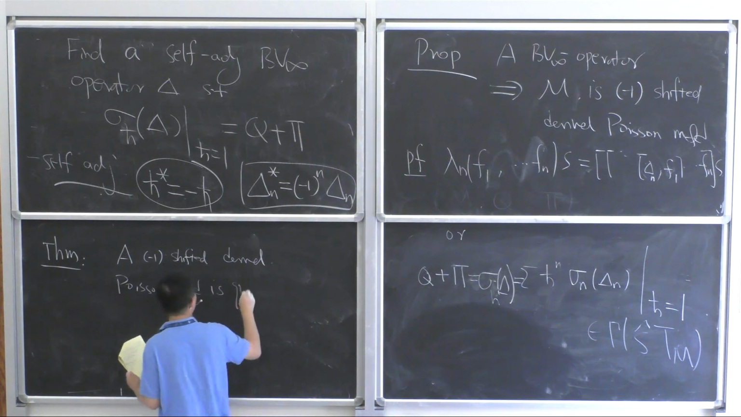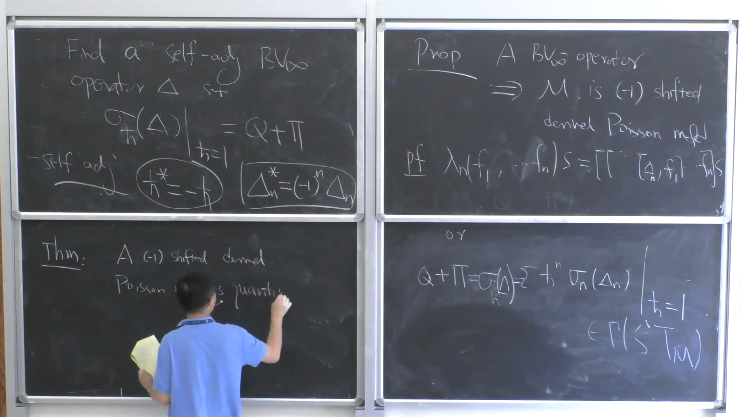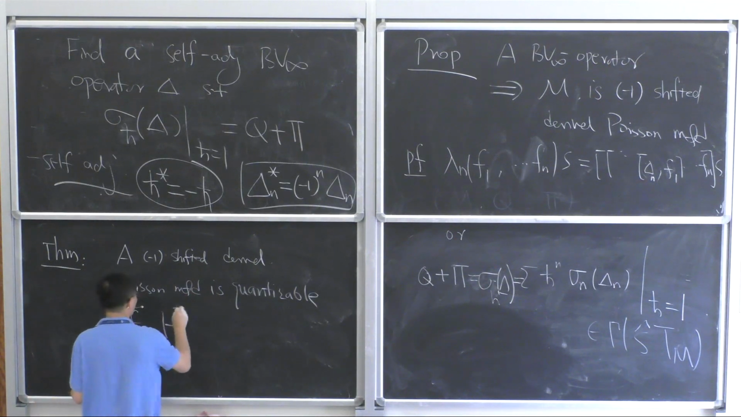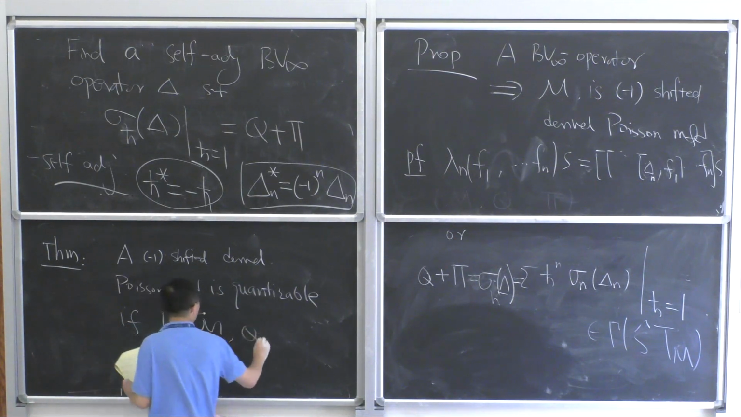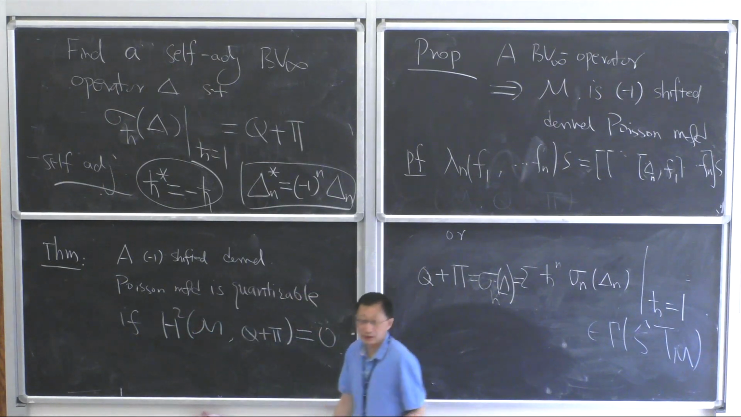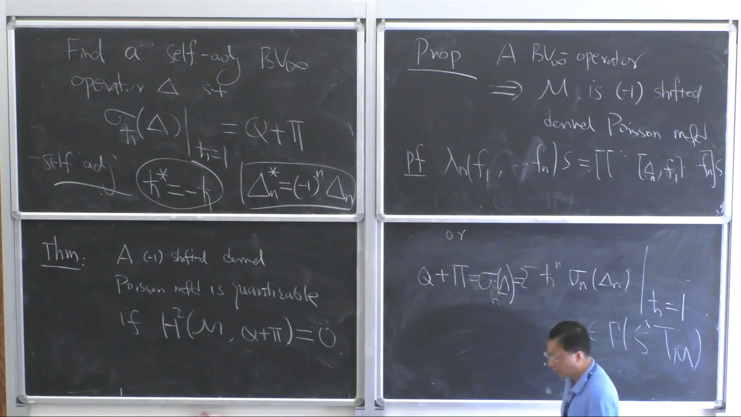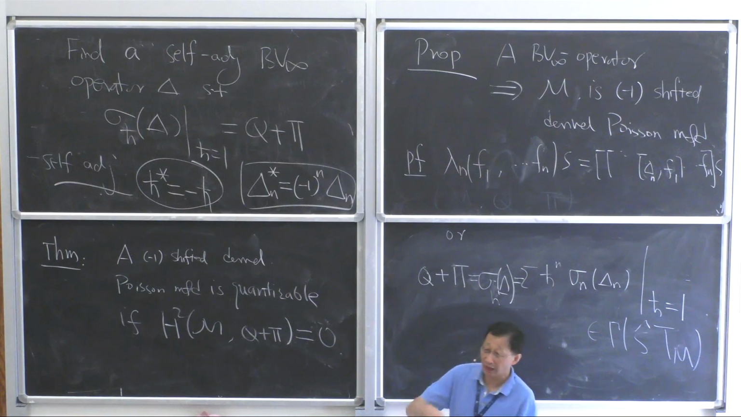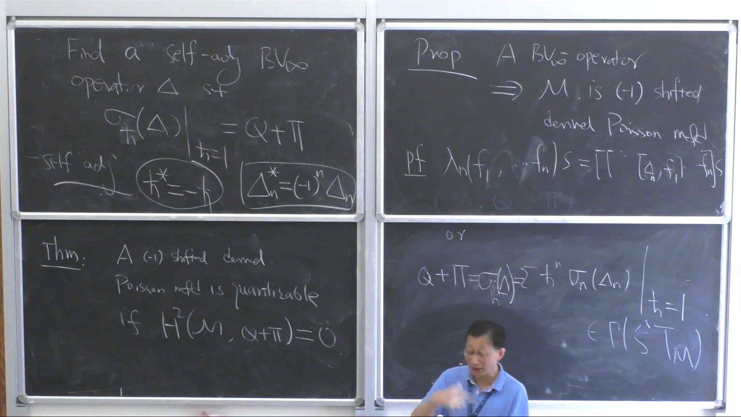Is quantizable if the second Poisson cohomology is 0. So this theorem, basically, is an analog of, if you're familiar with deformation quantization, initially, the one Gerstenhaber developed. You do each term, you go to the next term, you look at the obstruction, and this is H3 cohomology equals 0. So it's an analog of that.